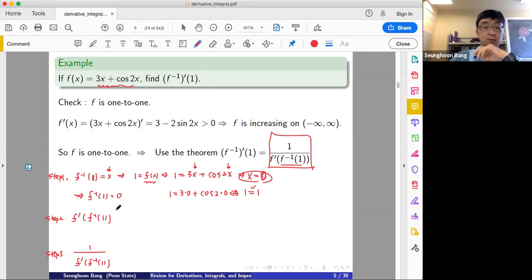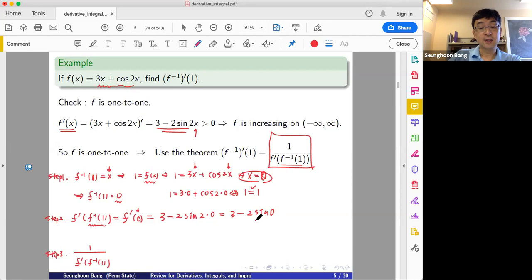This is step 1. Step 2: you plug 0 into the inside, inverse f of 1, exactly f prime of 1. We already have f prime of x here. Only plug 0 into here and here. We have 3 minus 2 times sine of 2 times 0, exactly 3 minus 2 times sine of 0.